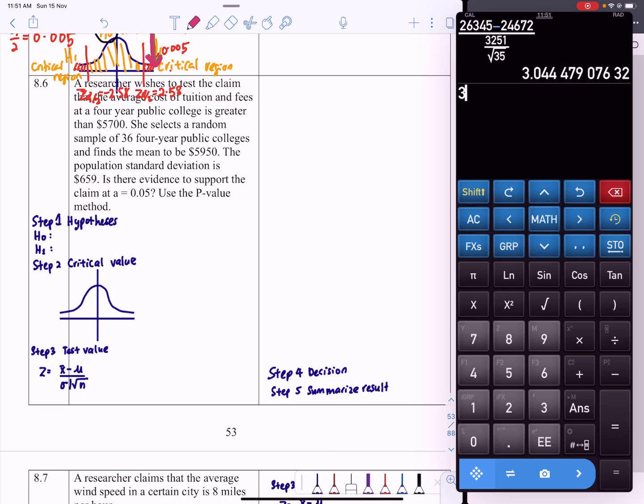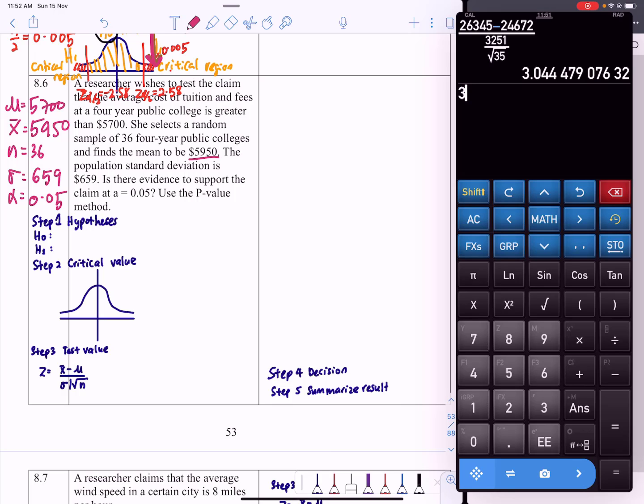We extract all the information first. First is the mean, 5,700, the random sample of 36, the new mean from the sample, 5,950, the standard deviation 659, and alpha 0.05.